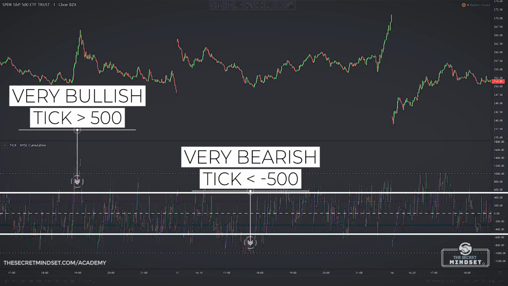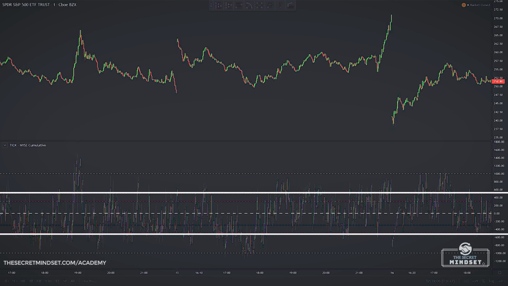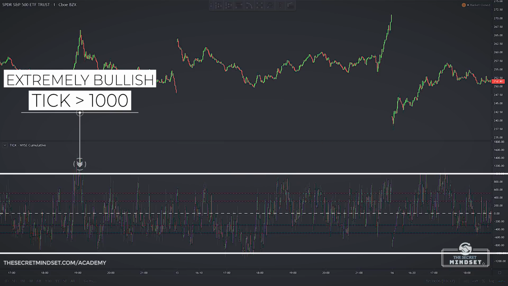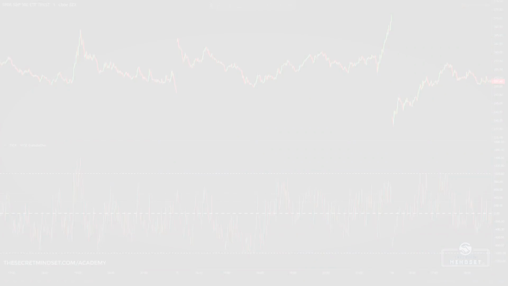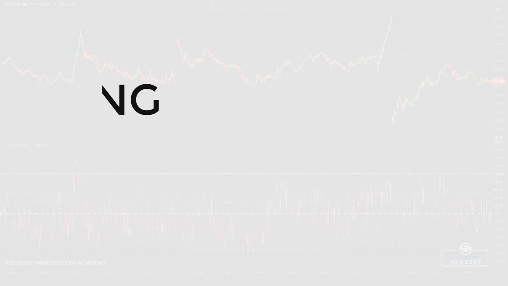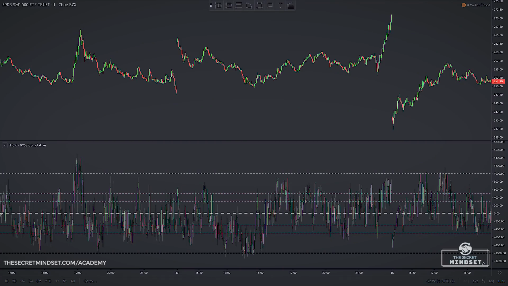Very bullish is when its value is higher than 500, and very bearish when it's lower than minus 500. And tick values higher than 1000 and lower than minus 1000 indicate extreme conditions, and the reversal or correction of the market is likely. When confirmed with other tools, tick readings can be used to identify intraday turning points. Let's look at a few strategies that combine tick index with price patterns and important market levels.